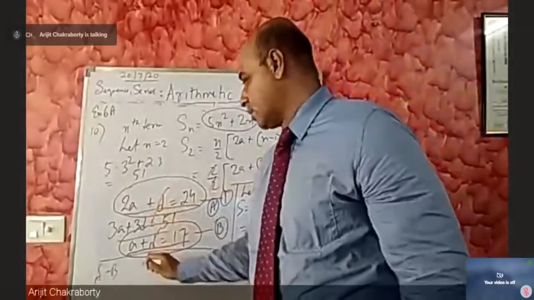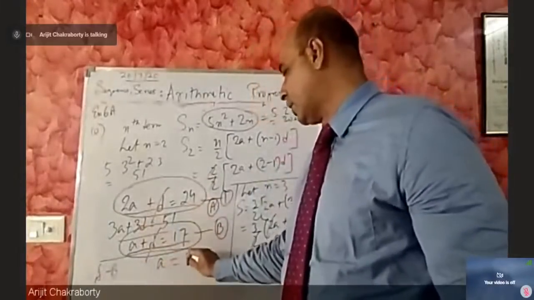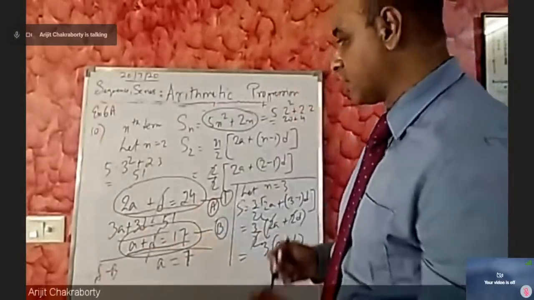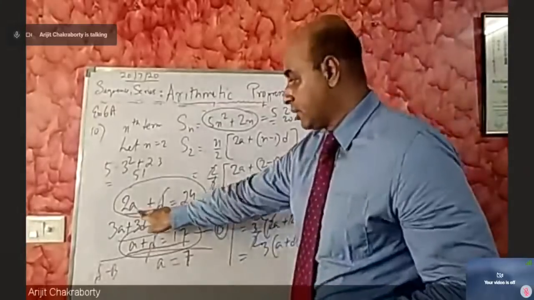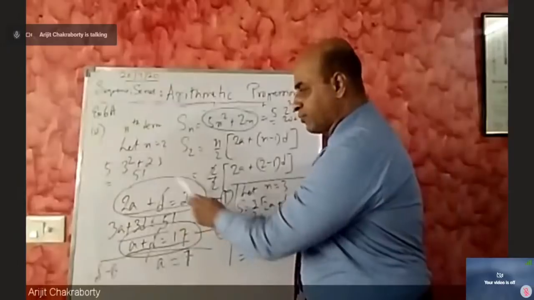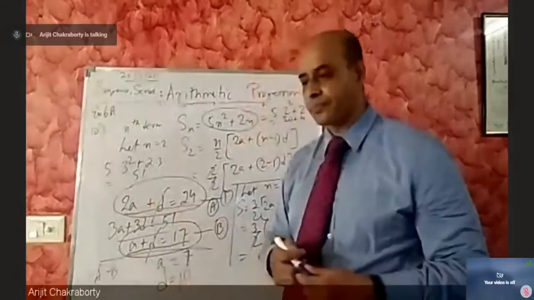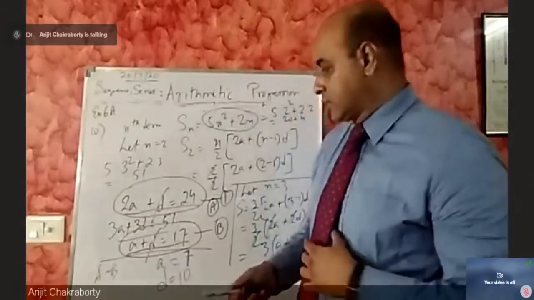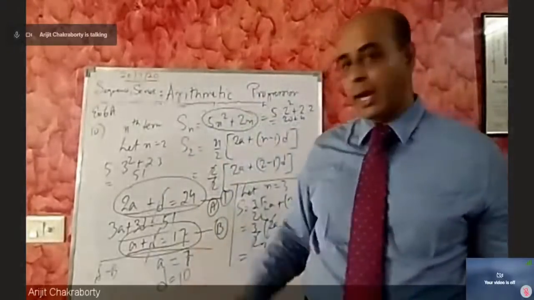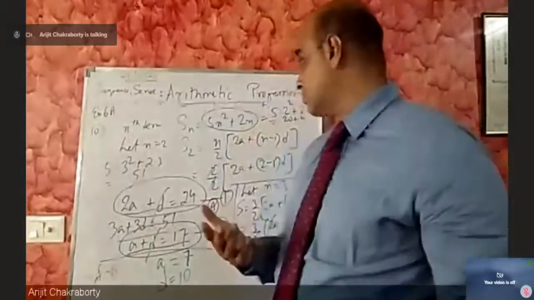D and d cancels out. So you get 2a minus a. A is equal to 24 minus 17, that is 7. So you get a equal to 7. If a is 7, then d becomes how much? 7 into 2 is 14. D becomes 24 minus 14. So d becomes 10. D equal to 10. Right? So now you know the first term a is equal to 7 and d is equal to 10. You have to find out the nth term.